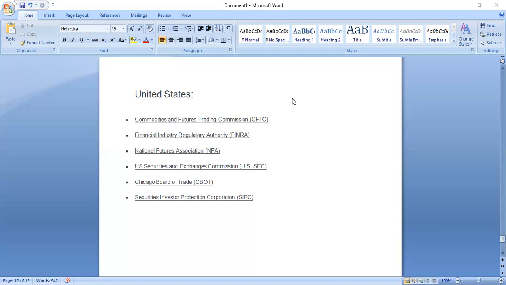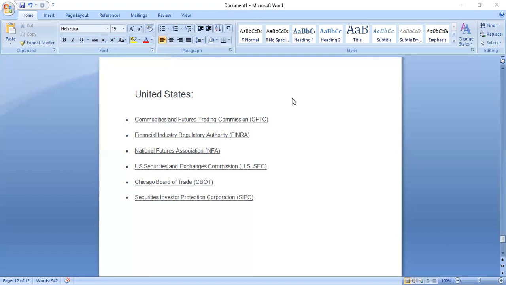So when the Commodities and Futures Trading Commission was set up by the US government, they started regulating the activities of the Forex market in the US. And then other countries also started picking up the pieces, setting up institutions like that, and it continued across the world.